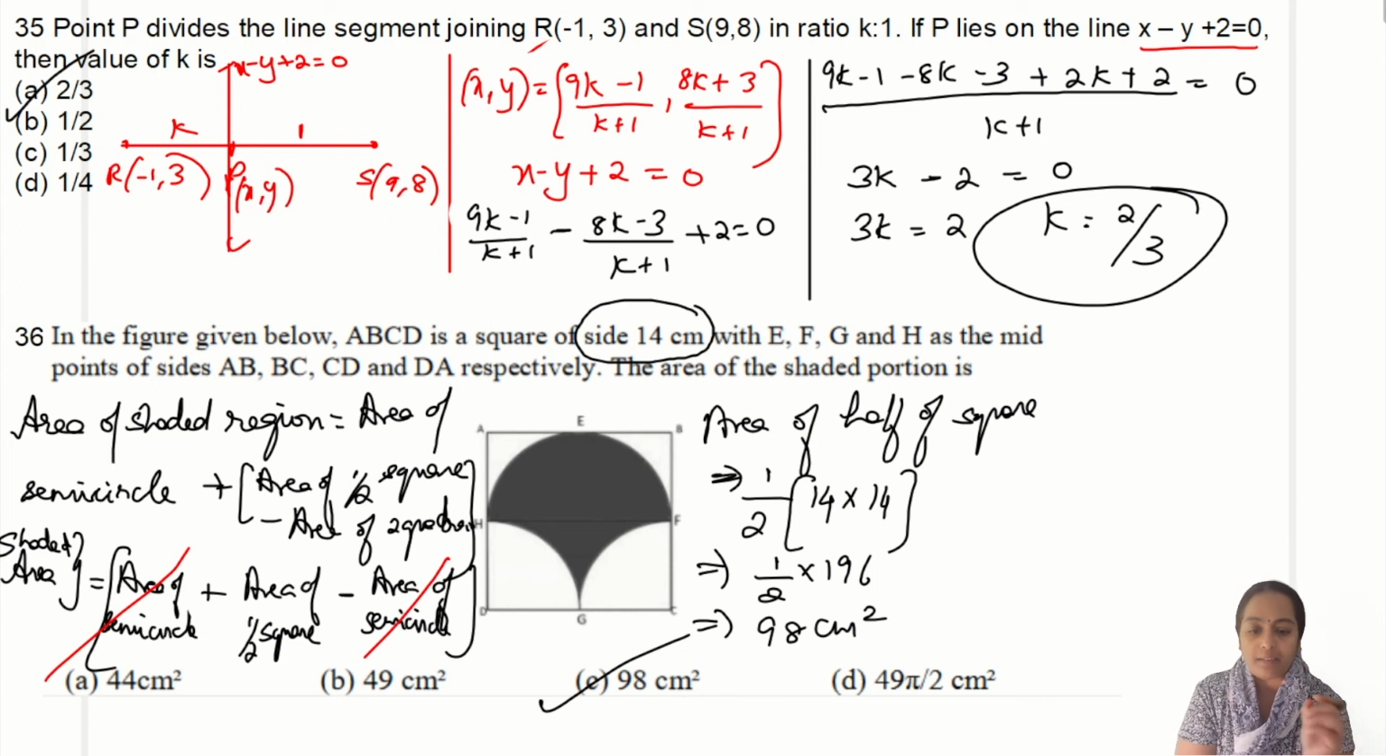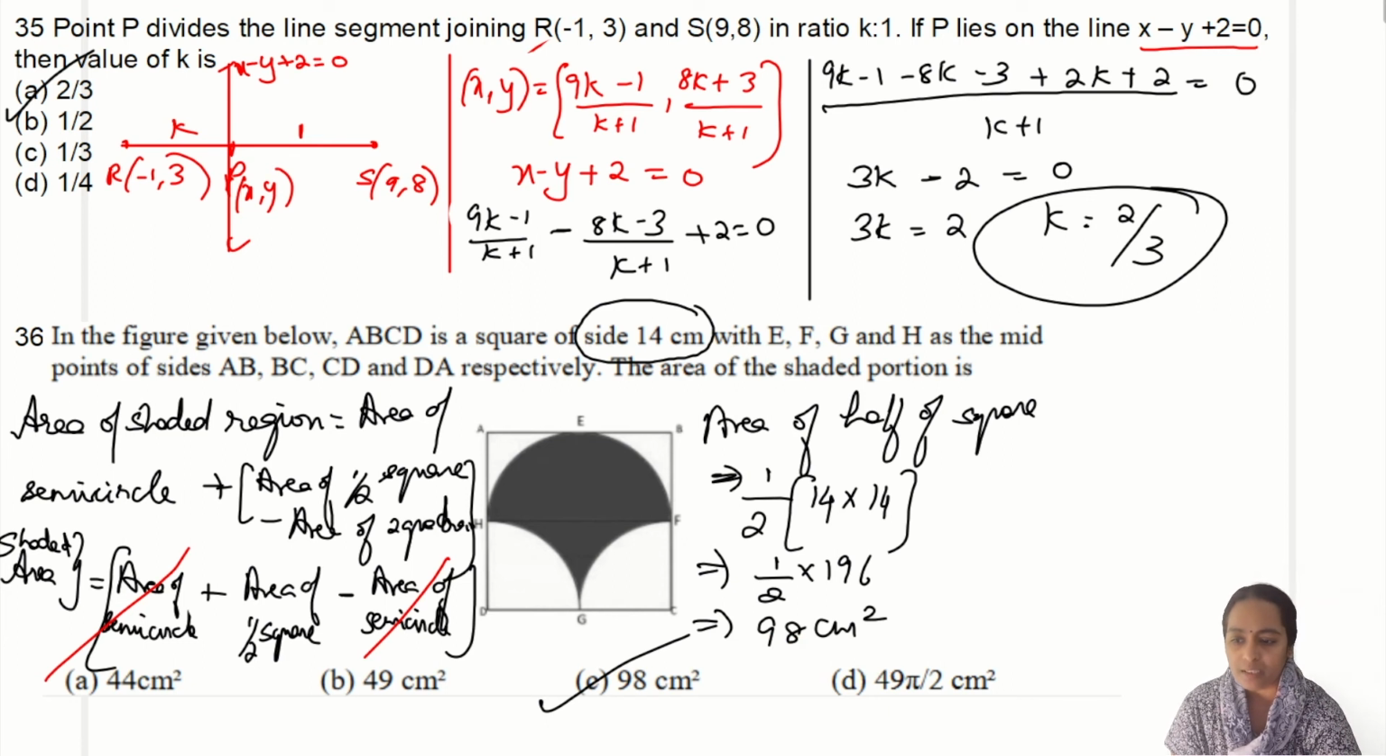When you look at the questions, think properly and try to simplify the process of solving. Anyways, you're doing only MCQs. So here you need not find the area of semicircle and the area of two quadrants. Instead you should know that the two quadrants make up a semicircle only, which gets cancelled. You only need to find the area of half the square. The side is given, so it's going to be 98 centimeters square.